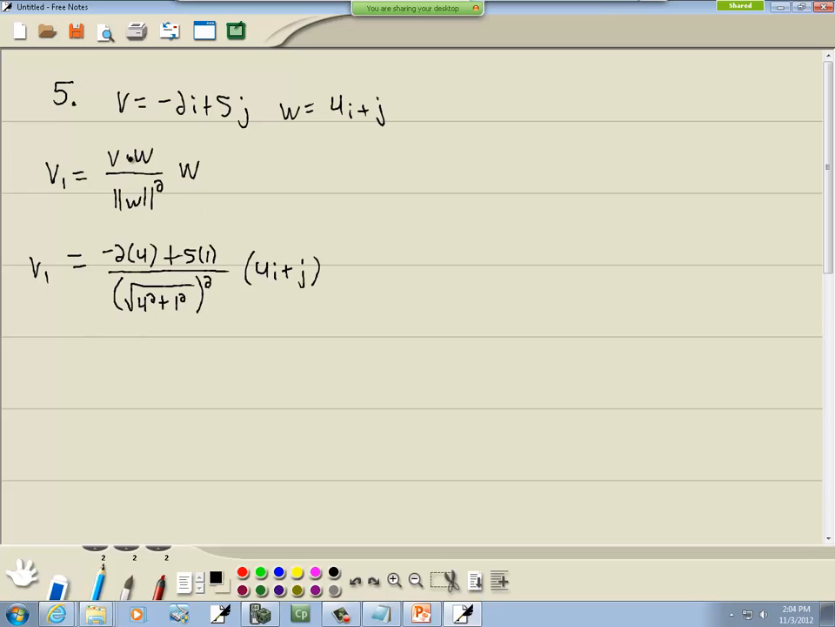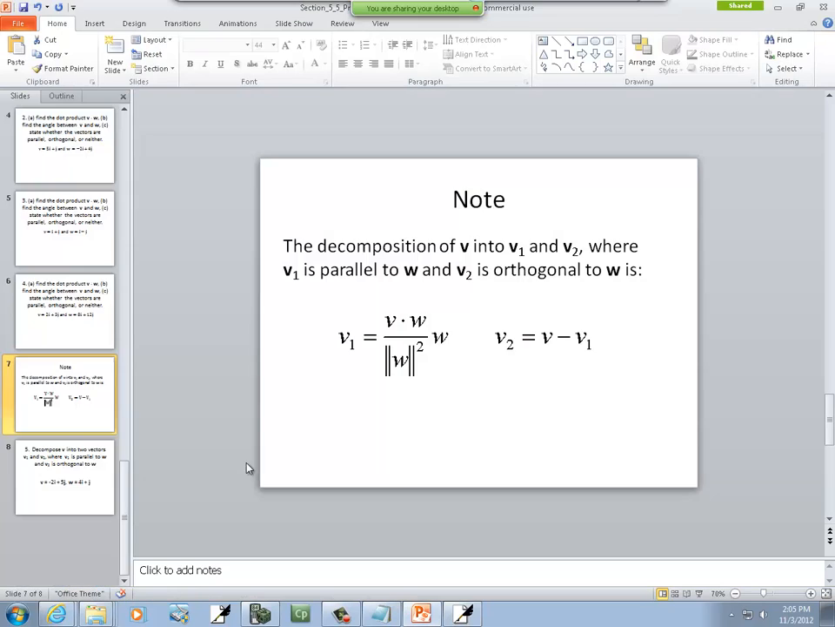Now the dot product always gives you a number. The magnitude gives you a number. So here we just got a number times a vector. Well, negative 2 times 4 is negative 8 plus 5. Now the square root and the second power cancel each other out, and you got 16 plus 1 gives us 17, times 4i plus j, which gives us negative 3/17 times 4i plus j. And I'll multiply that through, and that gives us negative 12/17 i minus 3/17 j. And that's V sub 1, the first thing we're finding.